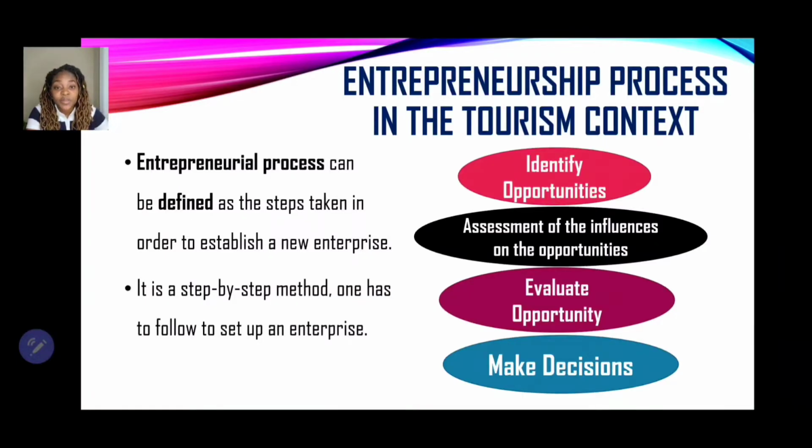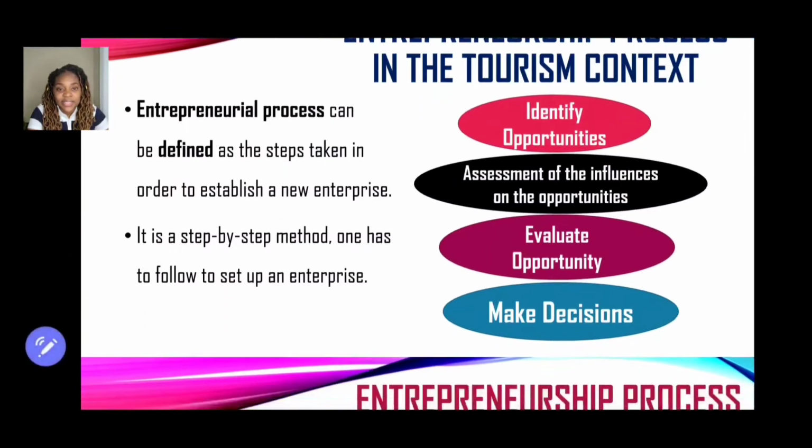Now, we're not just speaking of the entrepreneurial process in general, but what we're doing in today's session, we're putting it in context as it relates to tourism. Now, there are 4 steps, and they are 1, identify opportunities, 2, assessment of the influences on the opportunities, 3, evaluate the opportunity, and 4, make decisions. Now, let's look at these steps in a little more detail.